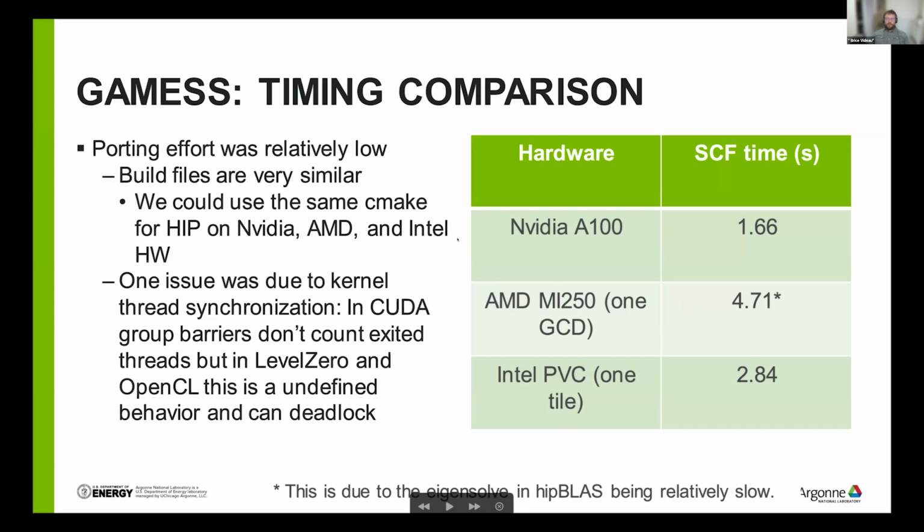The code was originally designed for NVIDIA hardware and optimized for it, and the port for now has been relatively straightforward. I'll explain a bit the difference in performance, but we are pretty happy with the comparison between the AMD MI250 and the Intel PVC performance we get here. The difference on AMD is mainly due to the eigensolver in hipBLAS being relatively slow, whereas the Intel one is pretty fast.